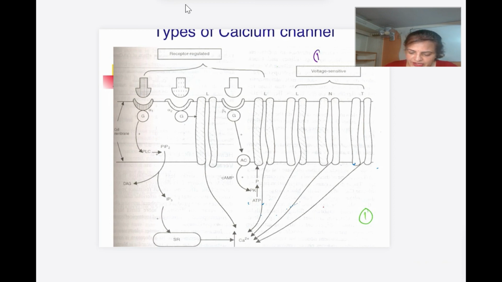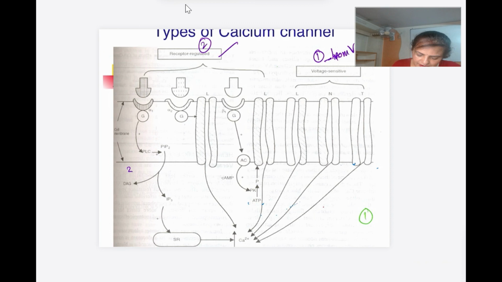One is voltage sensitive, the second one is receptor operated. You can see in this figure, this I have taken from the net. Voltage sensitive channels get operated whenever the voltage falls below minus 40 millivolt or less than this, then these channels open. Receptor regulated: when any agonist, like adrenaline, binds with this, then this channel opens.